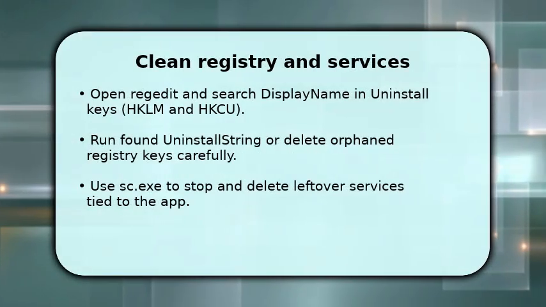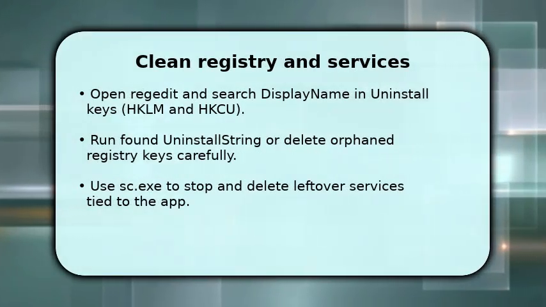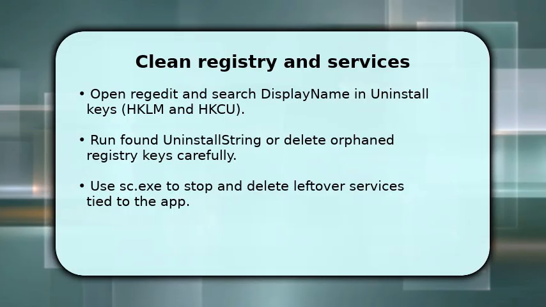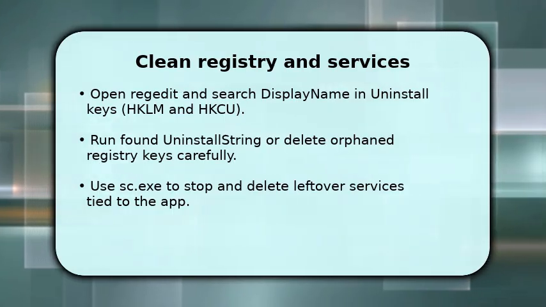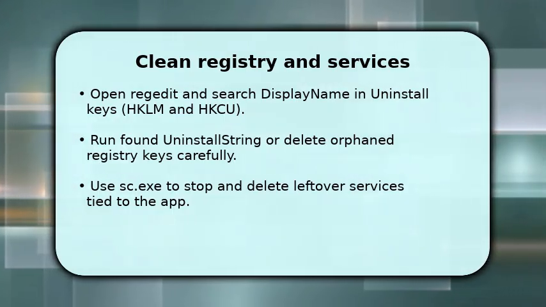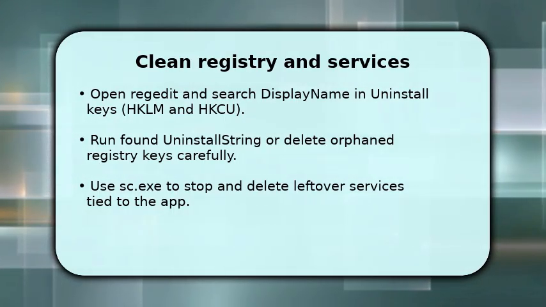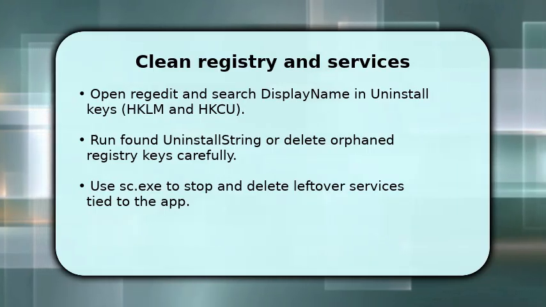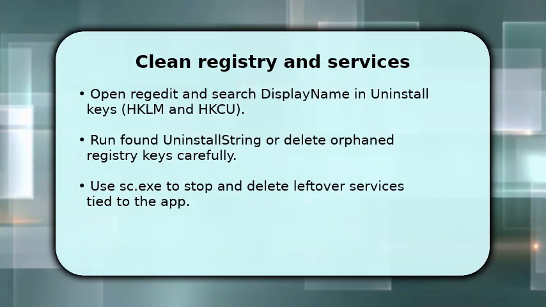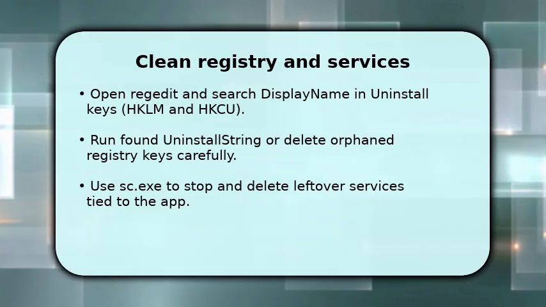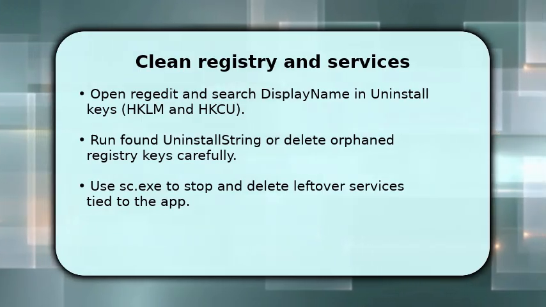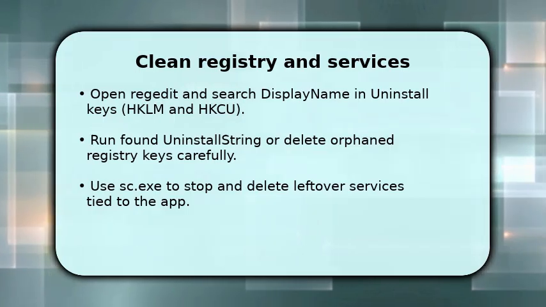Next, you remove leftover system entries that hide the program from Control Panel. Open Registry Editor and search under HKLM and HKCU, Software, Microsoft, Windows, CurrentVersion, Uninstall for the program display name. Run any uninstall string you find or remove orphan keys if the uninstaller is gone.